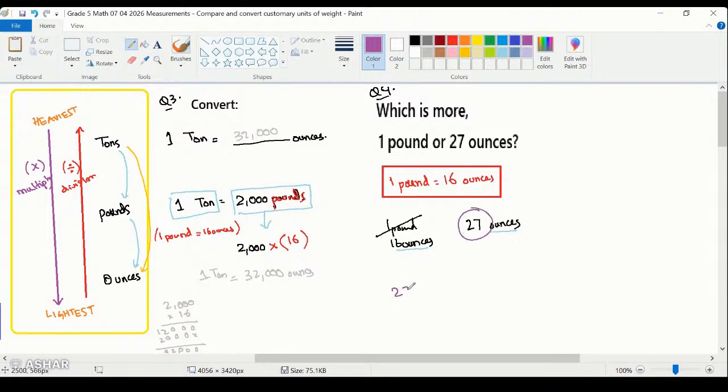So obviously we know that 27 ounces is heavier than 1 pound. Agreed? Because we converted 1 pound into ounces. And we know that 1 pound was 16 ounces, right? We have this conversion. We cannot compare unless and until they both have the same units. Okay? Okay. Let's do one more.